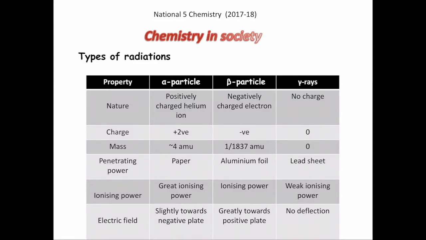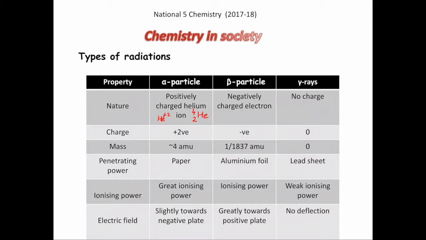Now looking at the properties of these three radiations, an alpha particle is a positively charged helium ion. If we look at the helium atom, we know that the helium atom has atomic number 2 and mass number 4. So if it is positively charged, take away both the electrons. So this would be a helium atom having a charge of +2. And a beta particle is a negatively charged electron. Gamma radiations have no charge at all.